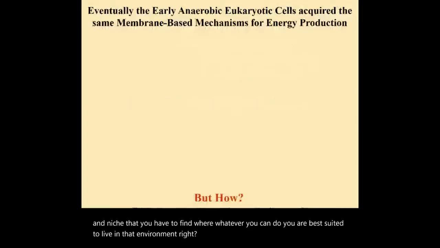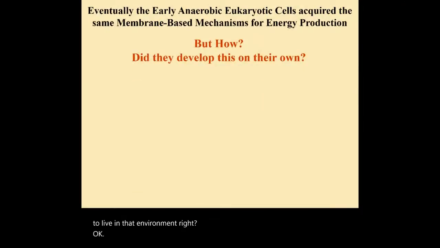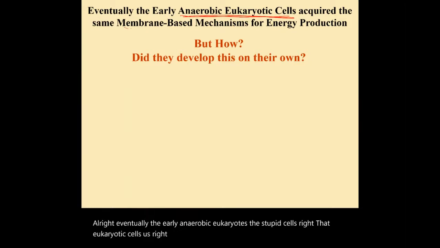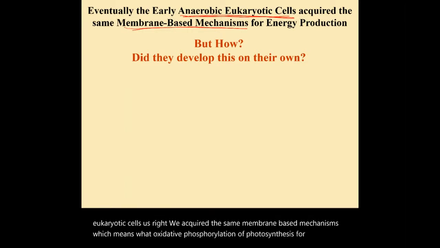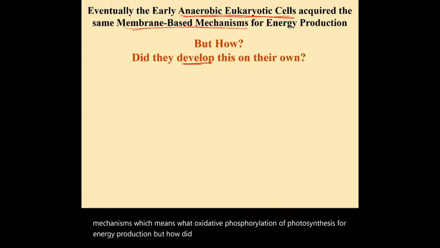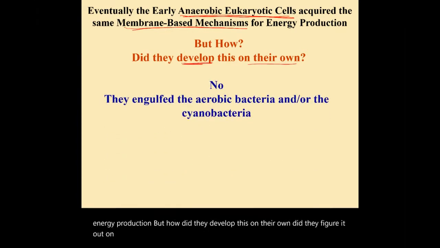All right. Eventually, the early anaerobic eukaryotes, the stupid cells, right? The eukaryotic cells, us, right? We acquired the same membrane-based mechanisms, which means what? Oxidative phosphorylation and photosynthesis for energy production. But how? Did they develop this on their own? Did they figure it out on their own? Another no.